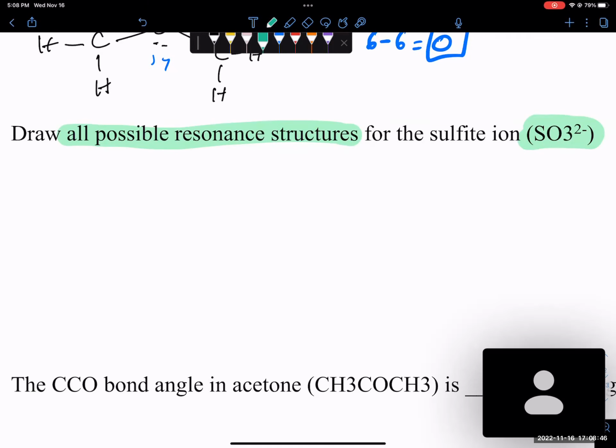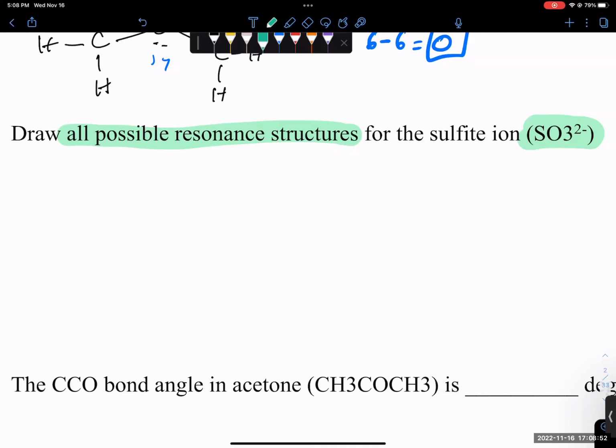Sulfur in the center, okay. Let's actually go a step back. Let's count the number of valence electrons this has. So sulfite, SO3 2 minus. How many total valence electrons does this have? Sulfur has 6, oxygens 18, 18 plus 6 is 24, 24 plus 2 is 26. Remember, the 2 minus actually adds 2 electrons.